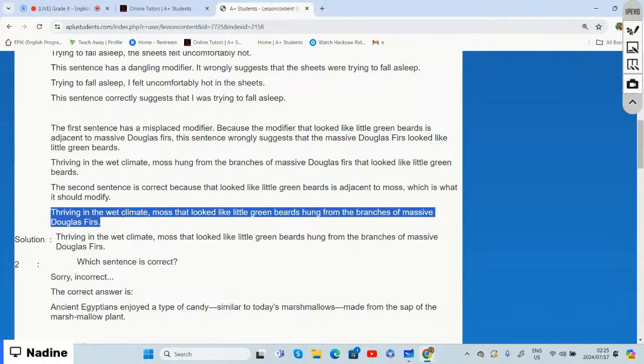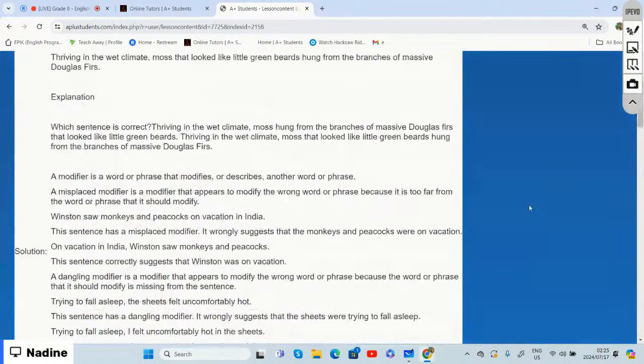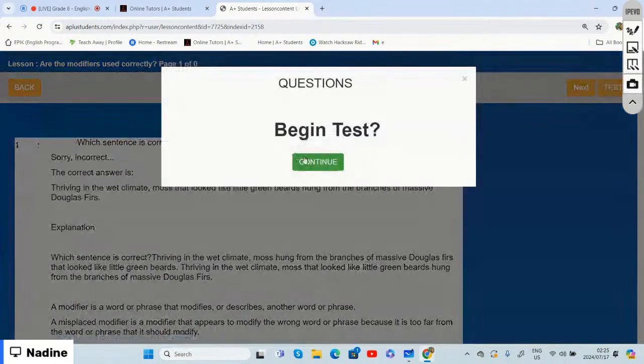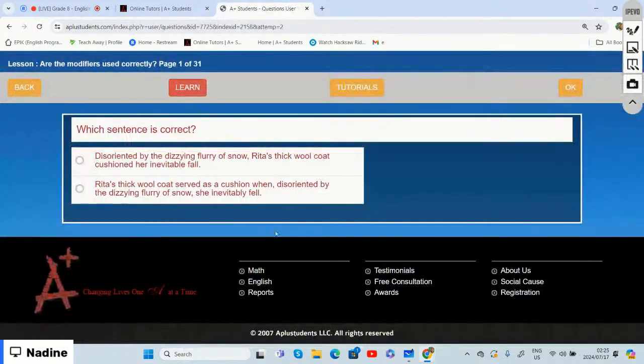All right. So now we're going to our test. We're going to say which sentence is correct, right? It says, disorientated by the dizzying flurry of snow, Rita's thick wool coat cushioned her inevitable fall. Or we say, Rita's thick wool coat served as a cushion when disorientated by the dizzying flurry of snow, she inevitably fell.